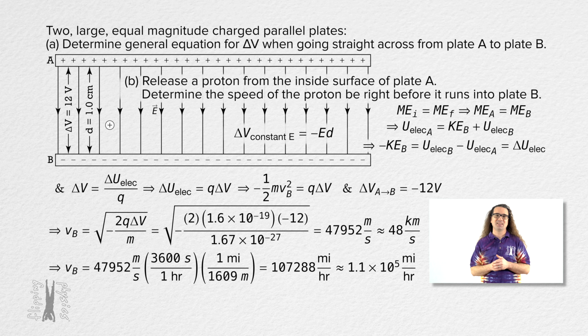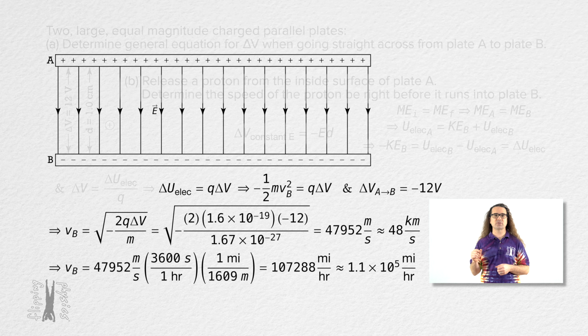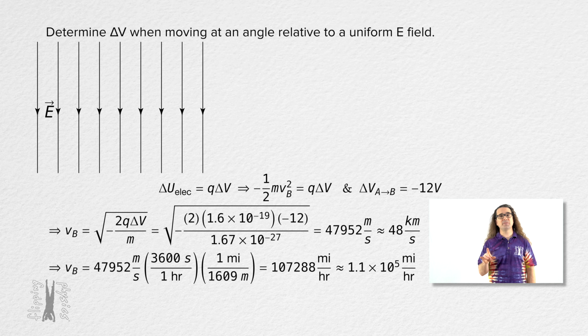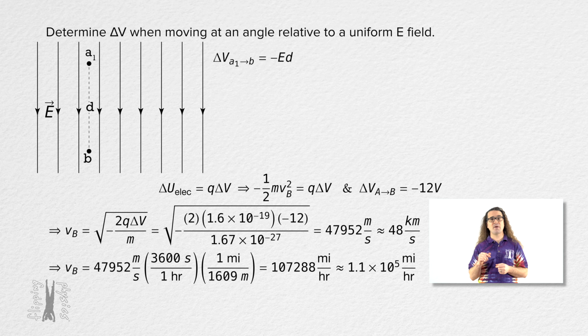Yes, it is. Now let's look at determining the electric potential difference when moving at an angle relative to a uniform electric field. So let's remove the charged plates from our illustration and retain the uniform electric field. Let's define points lowercase a1 and lowercase b such that we have the same electric potential difference from point A1 to point B as we did before. Negative electric field times distance d.